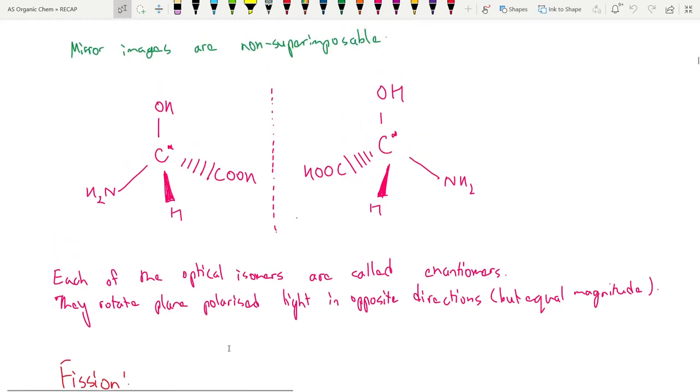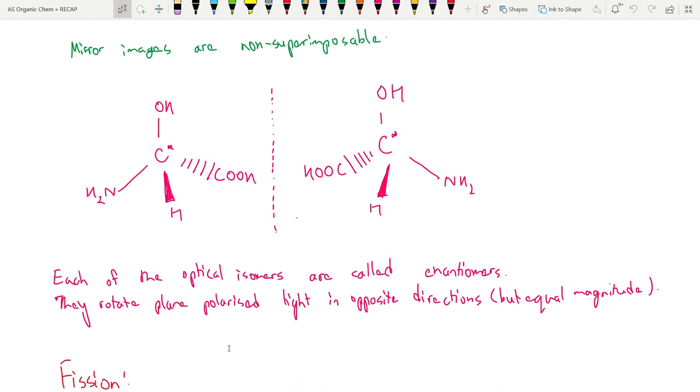Physically, they are the same, physically and chemically. They have the same melting and boiling points. They undergo the same reactions. However, they rotate plane polarized light in opposite directions, okay, as you've seen in Malus's law, right? The new addition to your physics.